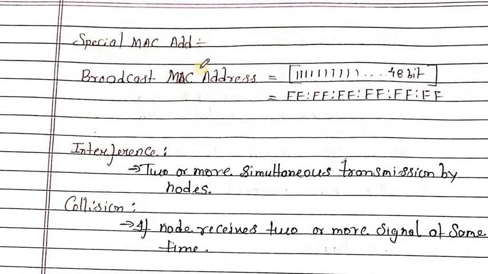There is also a special MAC address, the broadcast MAC address. If the MAC address is all ones, it is called the special MAC address, and it has a special purpose. It is not the address of any device, but a special type of address called the broadcast MAC address, which is 48 bits of ones.